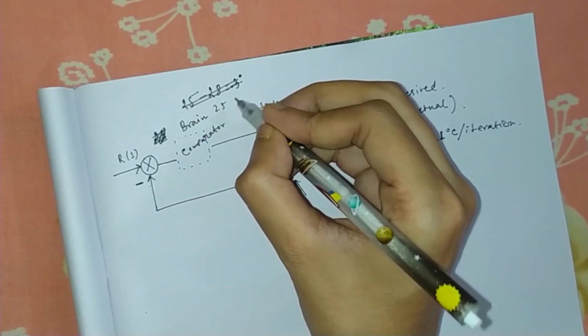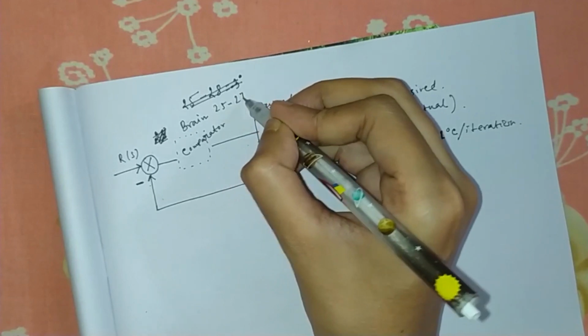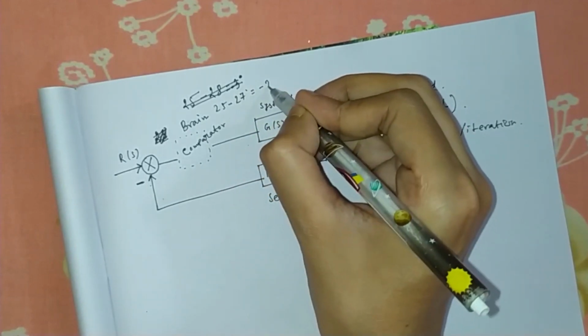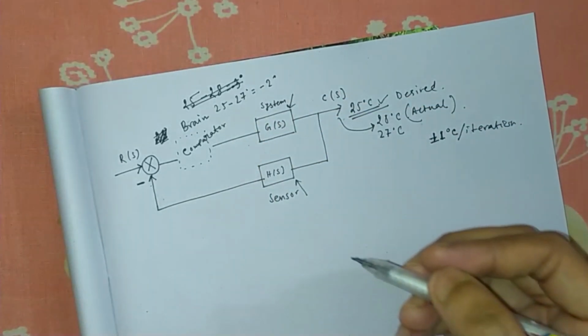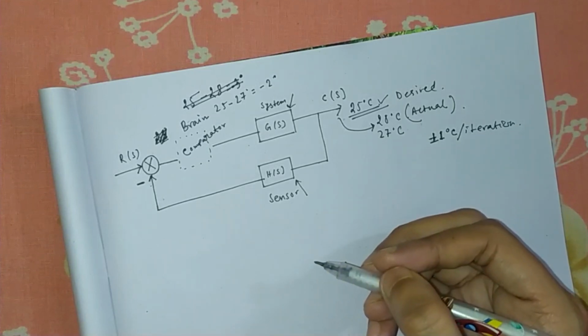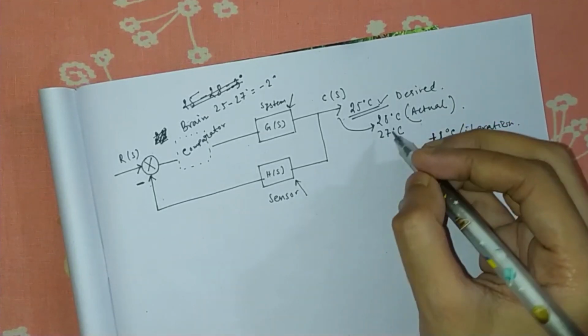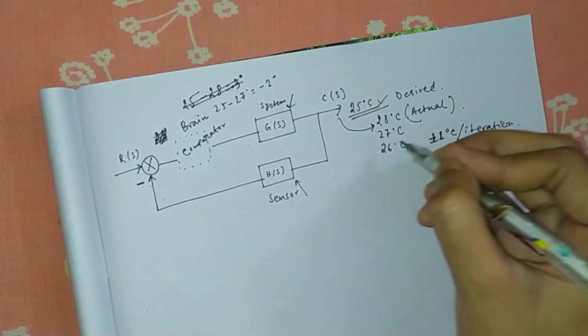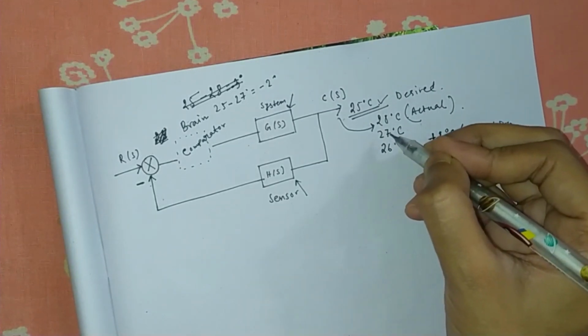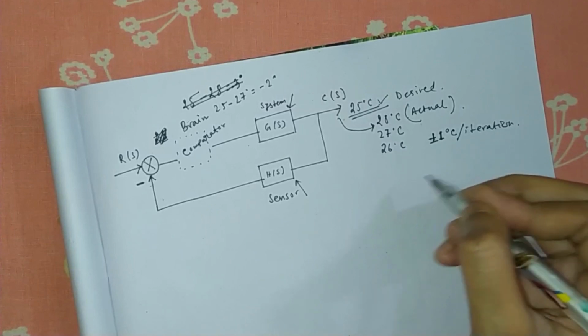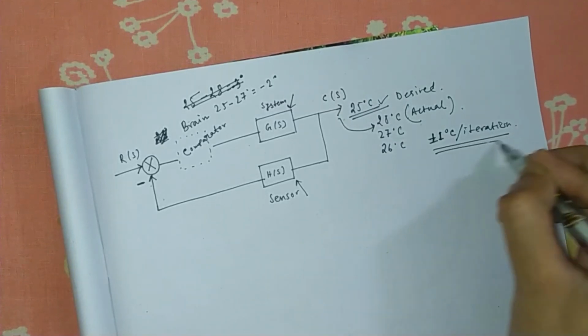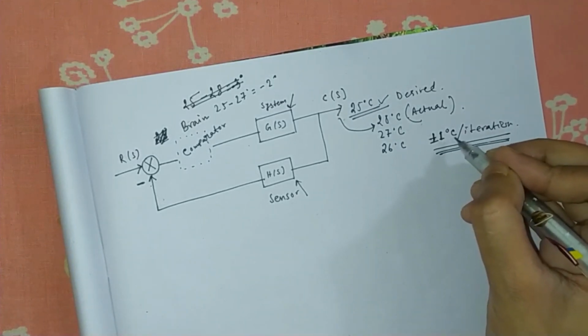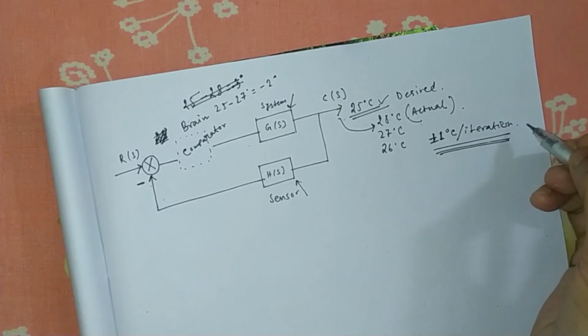So now the value is 25 minus 27, so this is minus 2 degree. Again the comparator decides that I have to decrease the value, so again it decreases the value from 27 to 26. Why 27 to 26? Why from 27 not to 25? Because it has an accuracy level of plus minus 1 degree centigrade per iteration.